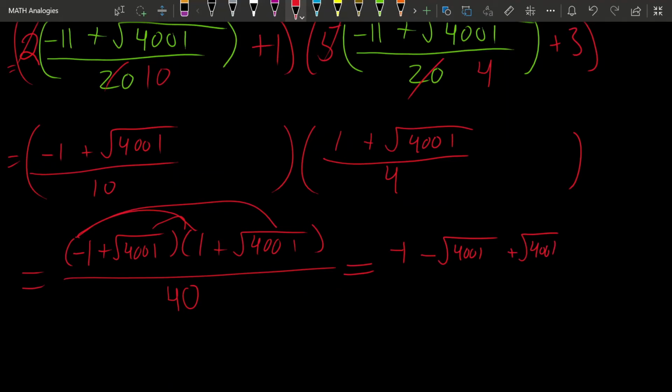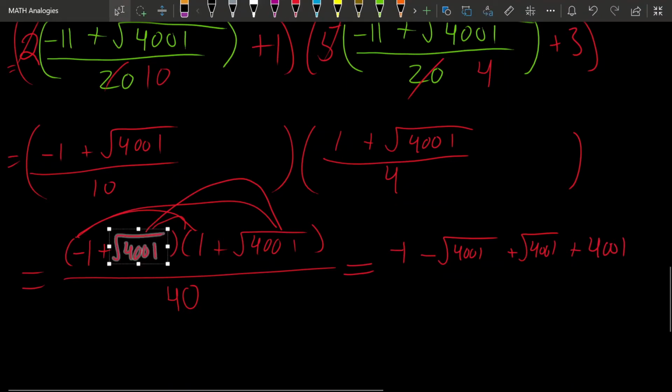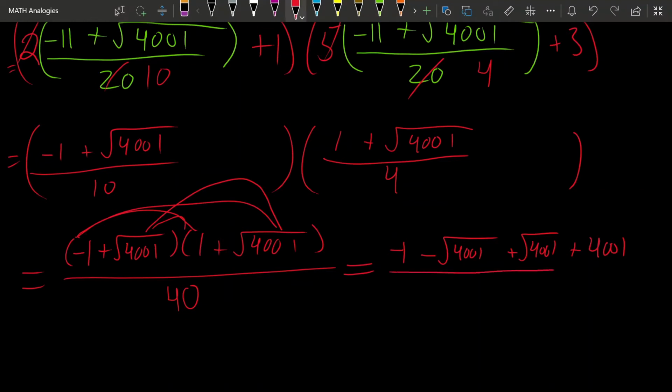And then last. First, outer, inner, last. We'd get the square root of 4001 squared, because we have 2 of them. So actually we just get 4001 back. Well, the square of that square root, that's just our 4001, my friend. Alright, and remember, all of this is over 40.